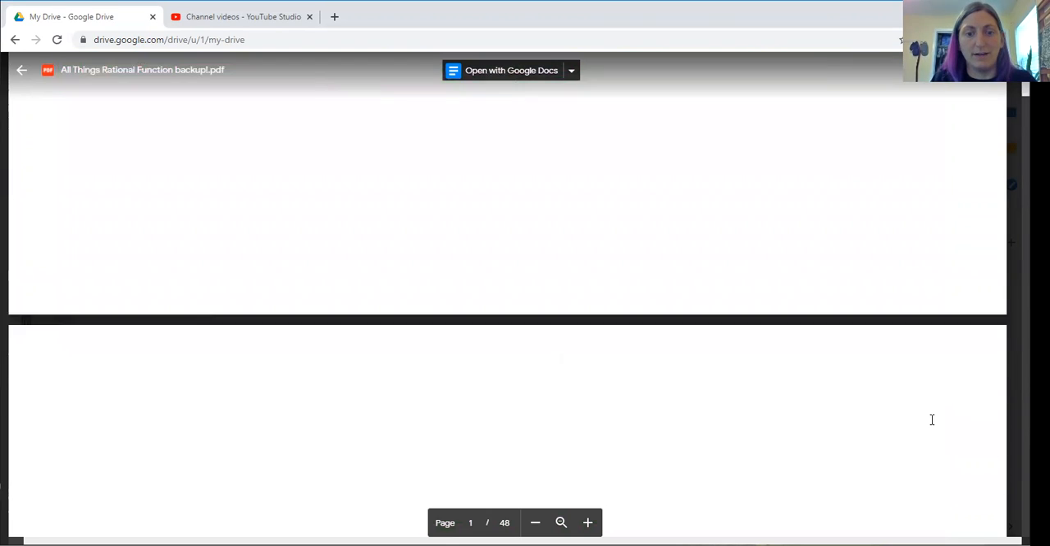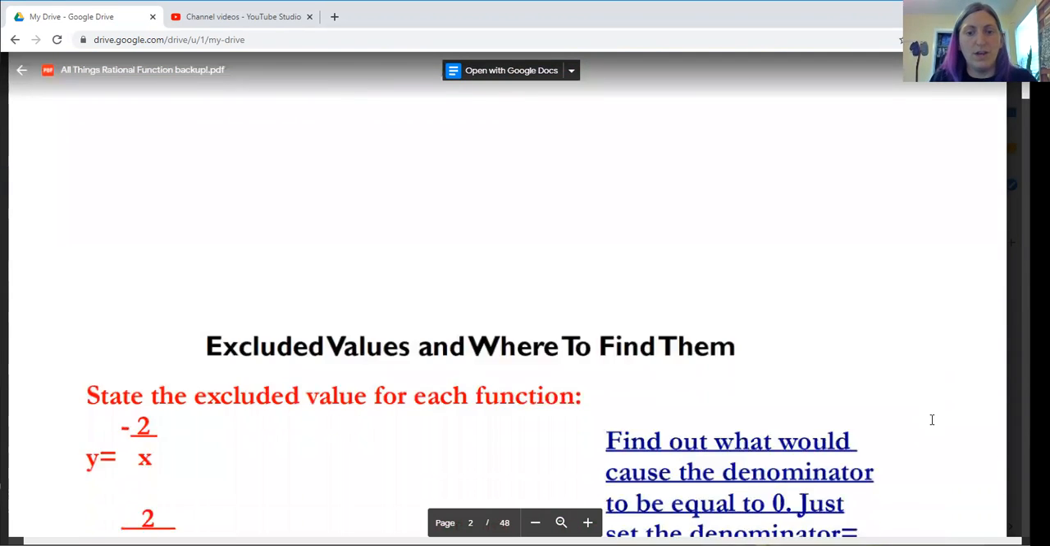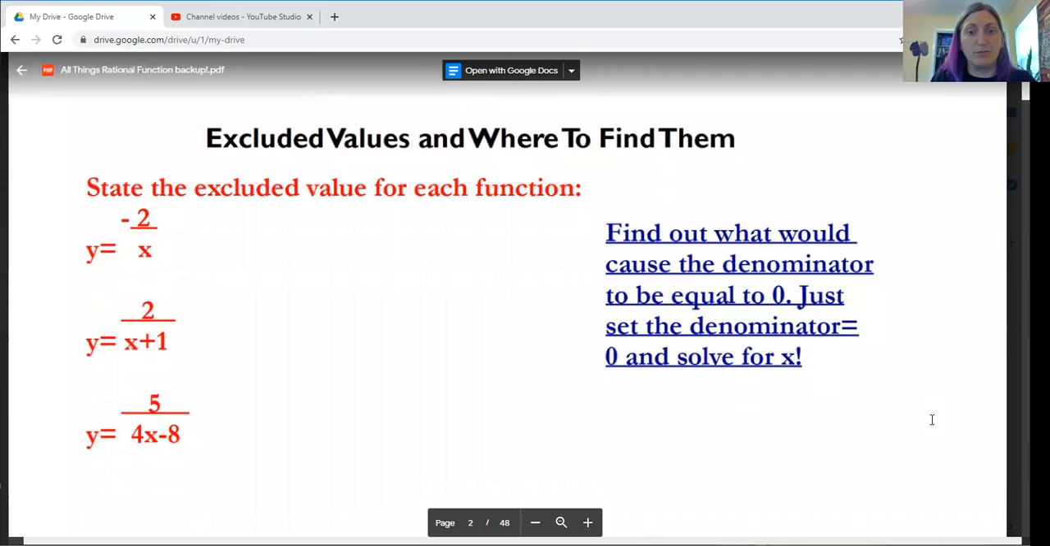So, blank space. All right, so here we're going to talk more about excluded values and where to find them. And let me be perfectly clear, I made this slide years before Fantastic Beasts and Where to Find Them came out, like years beforehand, and nobody got my joke until that movie came out. All right, so get my annotations out, and we are going to state the excluded value for each function.